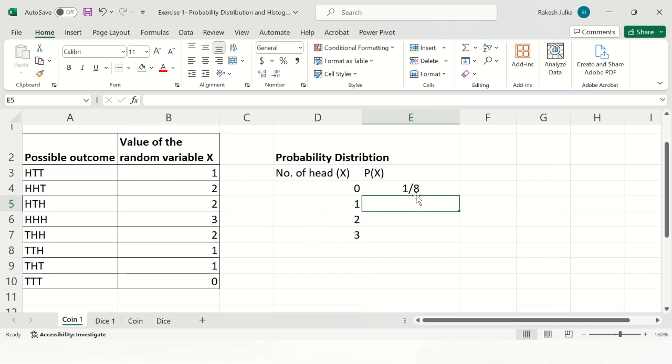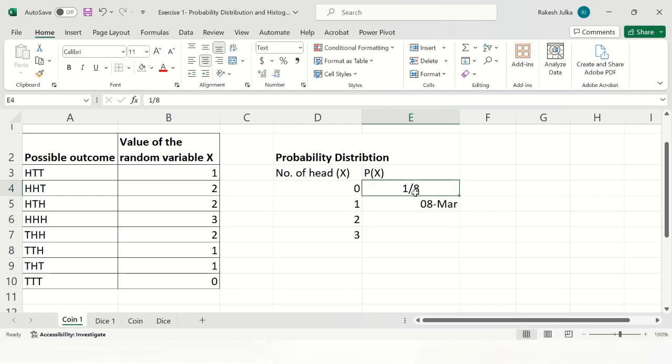And second, from the 8 outcomes, there is a possibility of what it can come. The number of heads can come one time, so only one head can come, 1, 2, and 3. So there is a possibility that 3 heads can come out of a total of 8 possible outcomes.